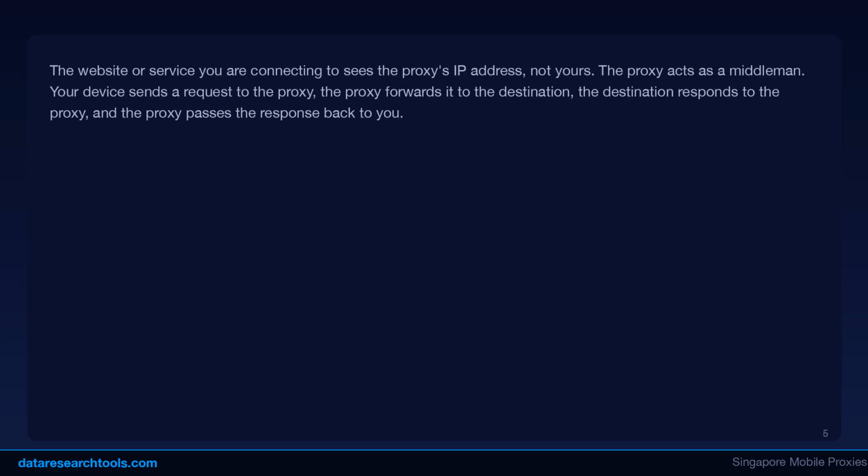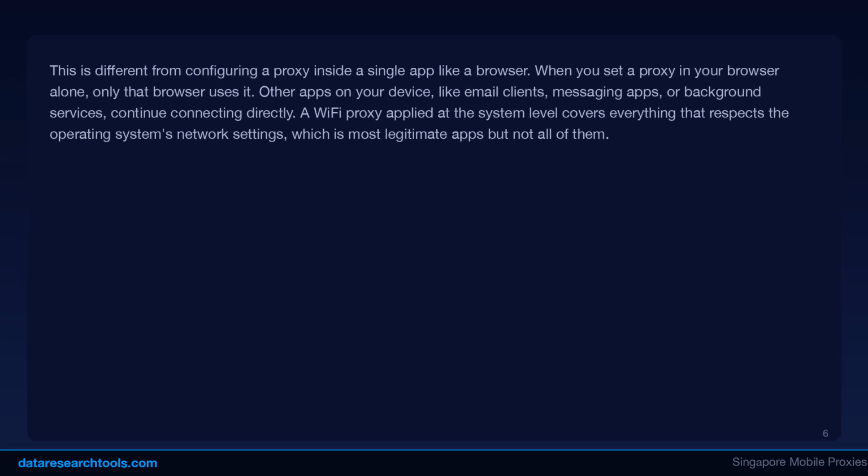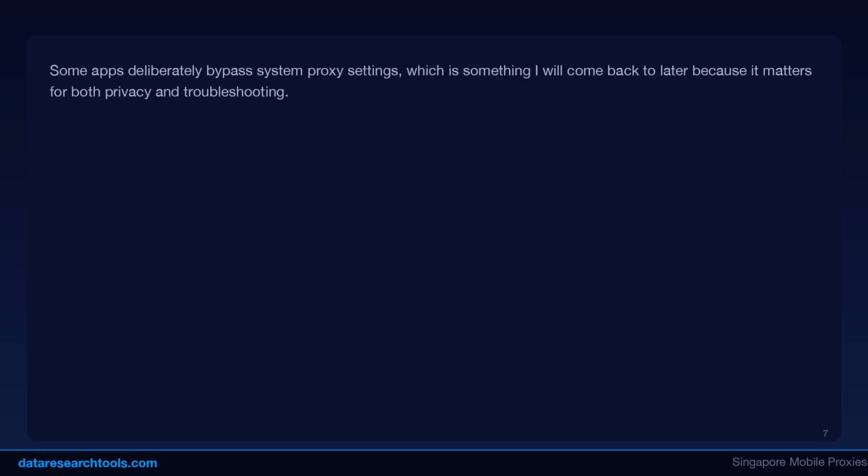This is different from configuring a proxy inside a single app like a browser. When you set a proxy in your browser alone, only that browser uses it. Other apps on your device like email clients, messaging apps, or background services continue connecting directly. A Wi-Fi proxy applied at the system level covers everything that respects the operating system's network settings, which is most legitimate apps but not all of them. Some apps deliberately bypass system proxy settings, which is something I will come back to later because it matters for both privacy and troubleshooting.